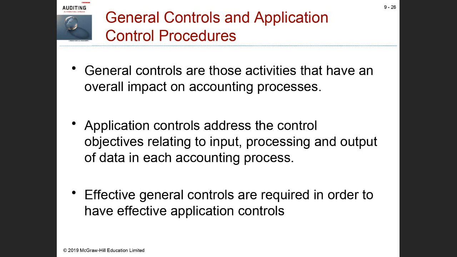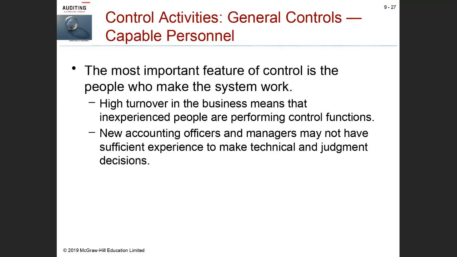Why is that? Because the general controls at the high level, those are where the people are involved deciding, right, what the application controls are going to be. So if you don't have good people in your organization, they will not implement good application controls. If you have good, knowledgeable people in your organization, then you have a chance, right, of putting in effective application controls. So to have effective application controls, you do need to have first effective general controls.